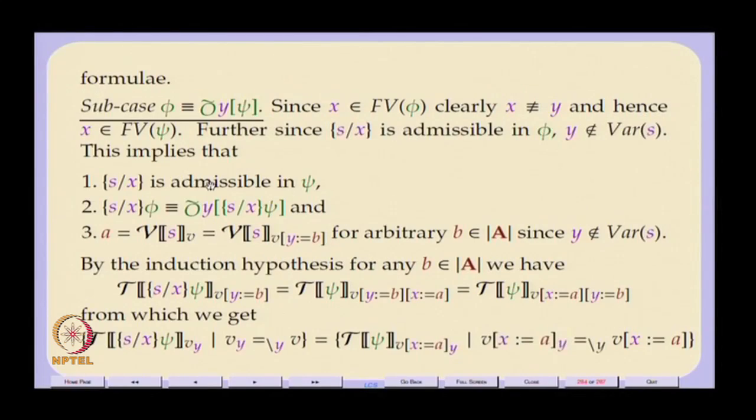Which means again we are looking at sets of truth values that are generated by variations of a valuation. However, what does complicate matters is that x is a free variable of phi, which means that x is not the same as this y.